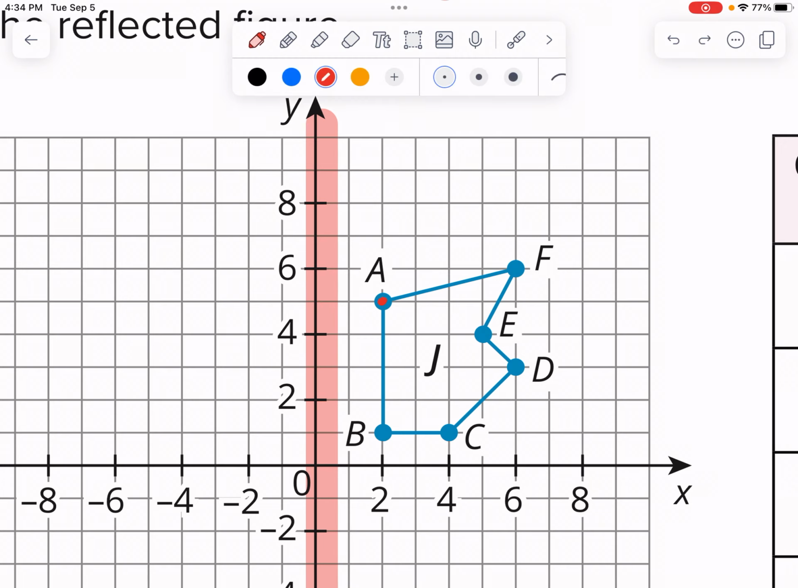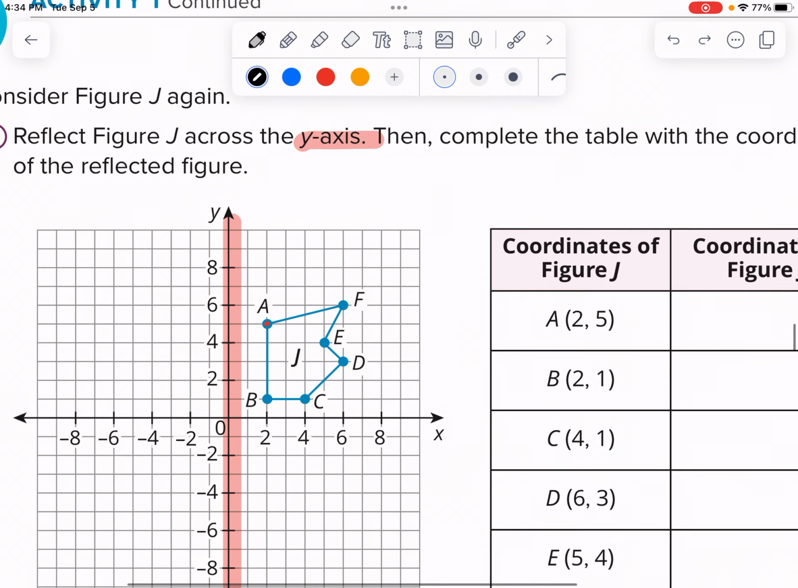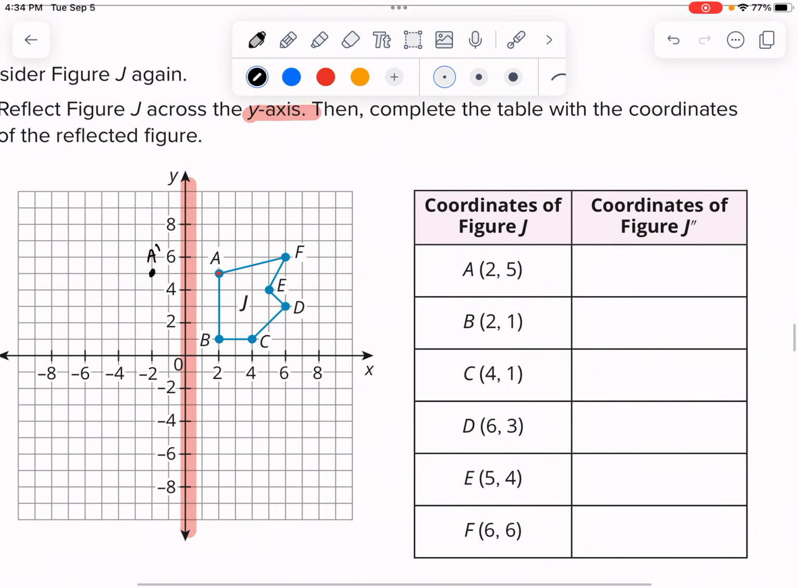I'm going to switch this to my black pen. So instead of 2 units to the right, we're going to go 2 units to the left. So right over here, this is A prime. And that is -2, +5. Okay, right, B is 2 units to the right. We're going to go 2 units to the left. Let's label that B prime.